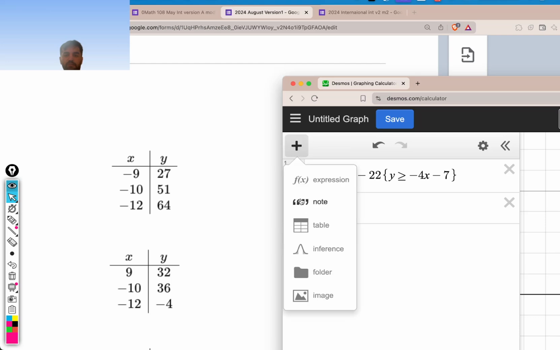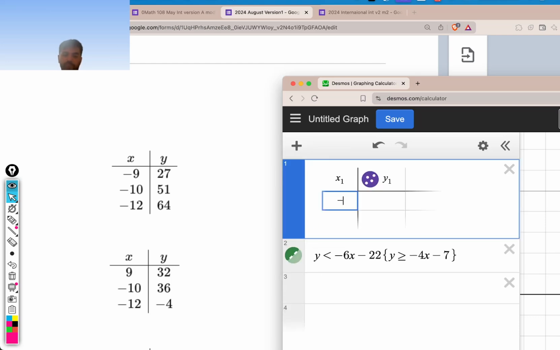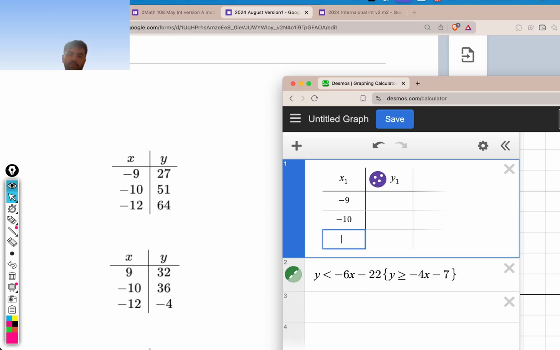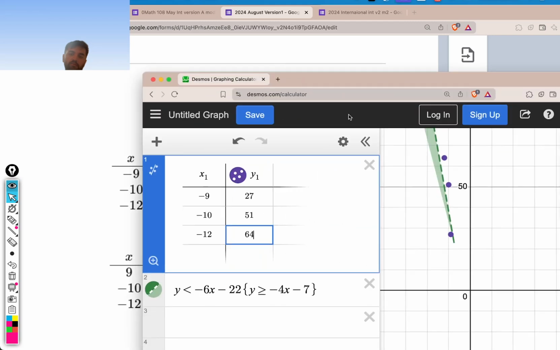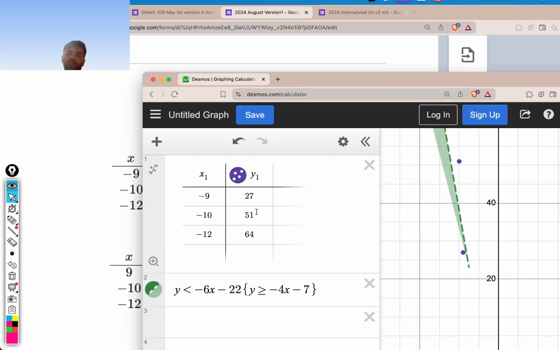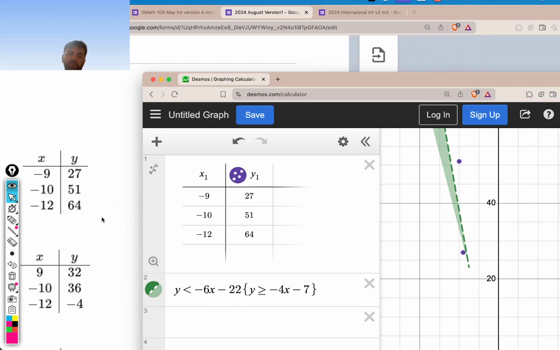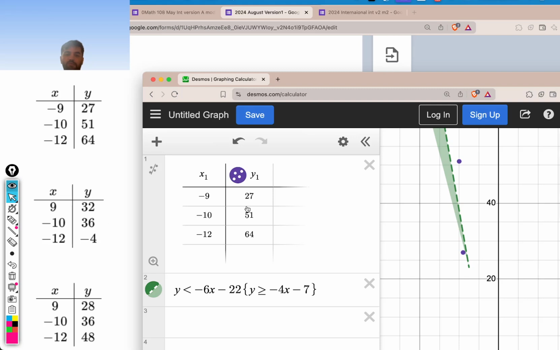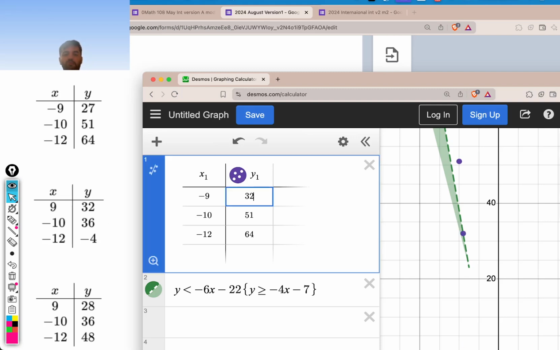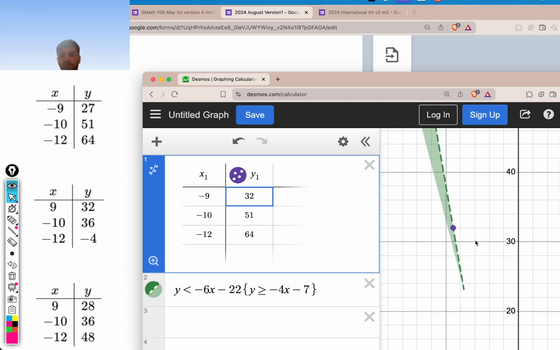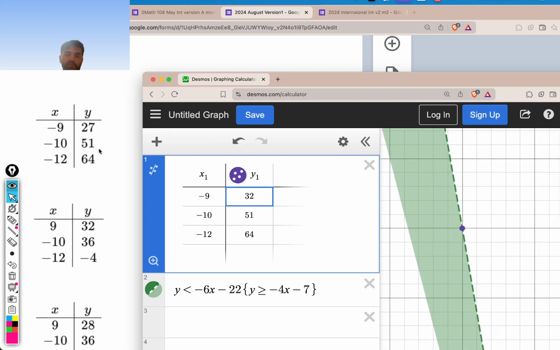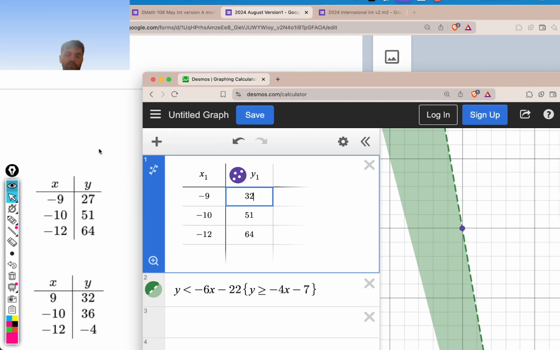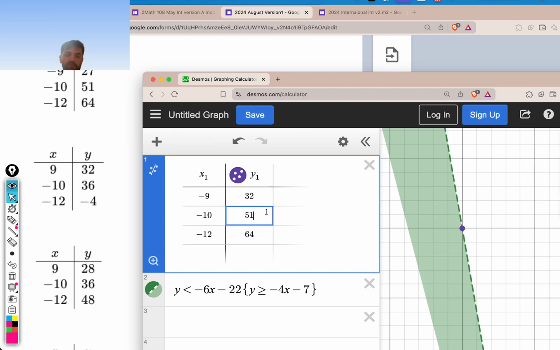Then let's create a table. Negative 9, negative 10, and negative 12. 27, 51, 64. You can see that none of them is the answer. Actually, if we write one of them, it was enough. So it is 32 in option B. It looks like it is correct, but it is not correct, because it is a bracket line, let's say, or dashed line. But let's write also the other option. Let's look at what we will get.